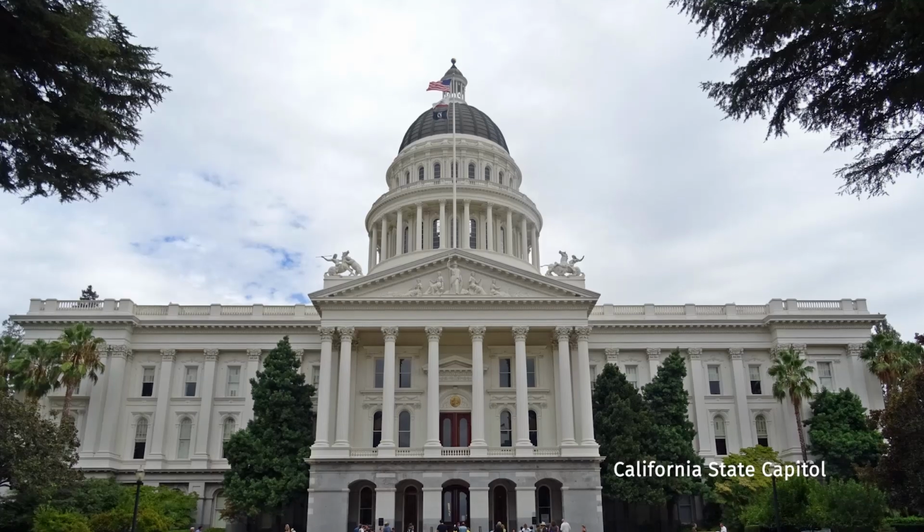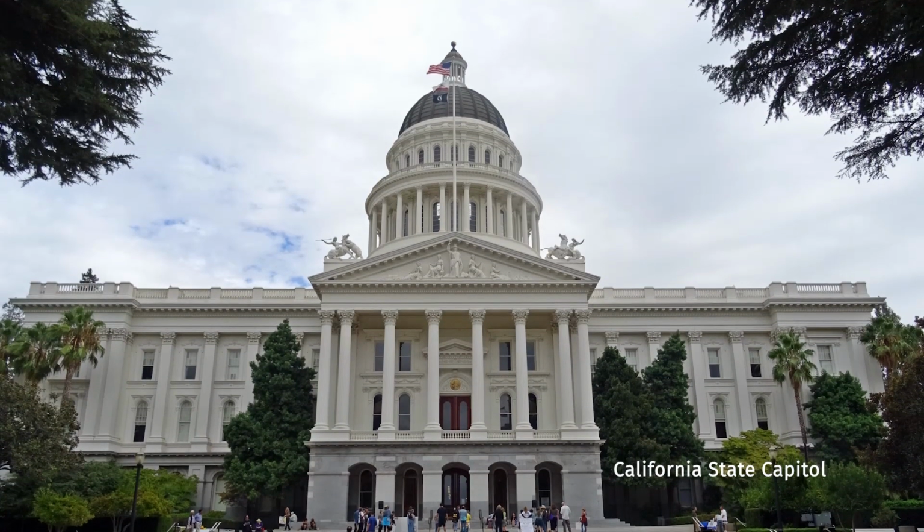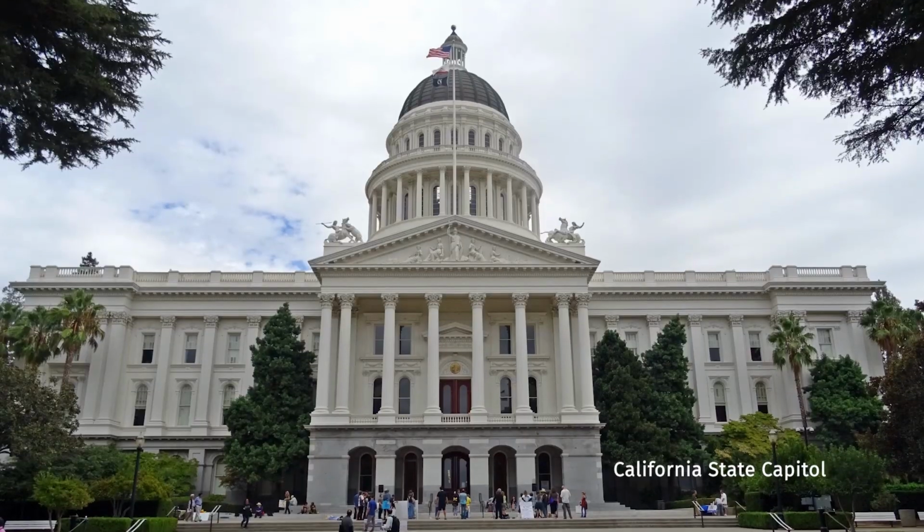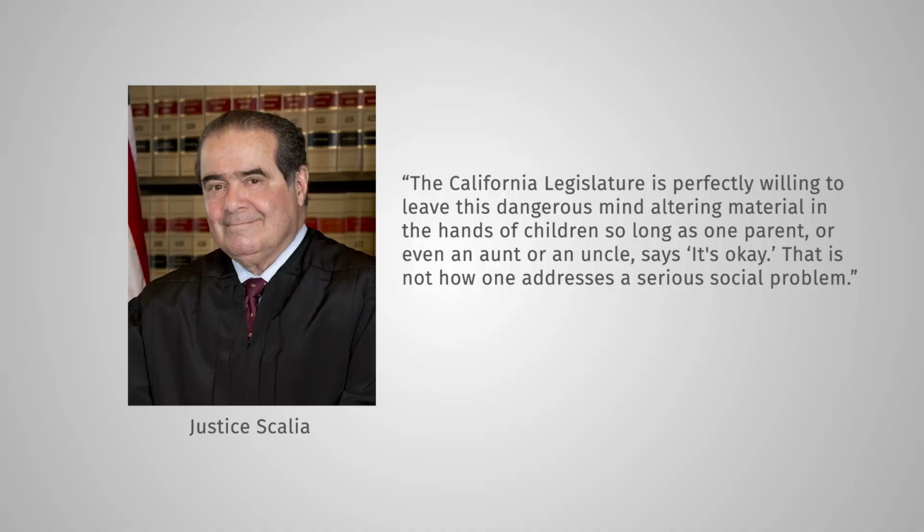Second, the court also found that the law is under-inclusive. It fails to actually solve the problem the legislature purports to solve. "The California legislature is perfectly willing to leave this dangerous, mind-altering material in the hands of children so long as one parent, or even an aunt or uncle, says it's okay. That is not how one addresses a serious social problem."